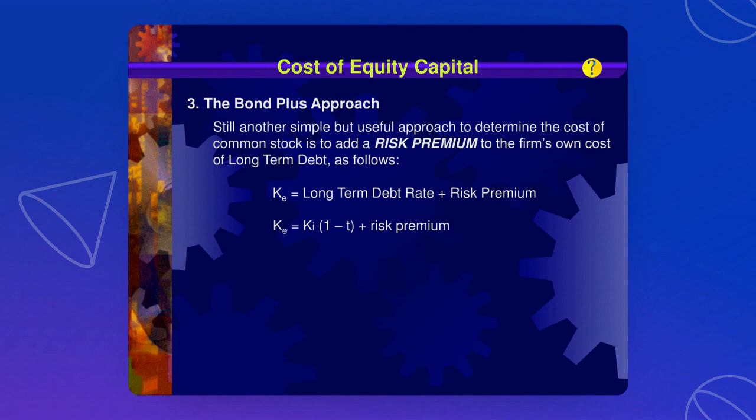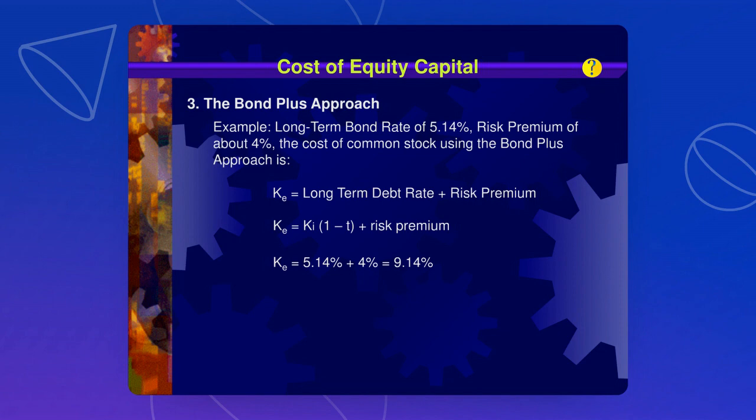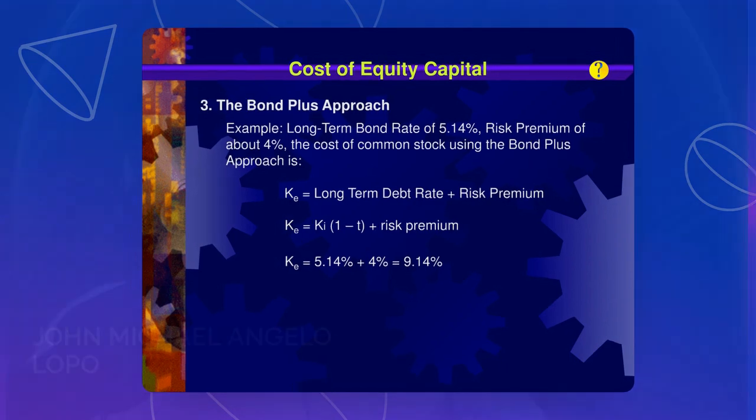Okay. For example, class, this is your data. In the bond plus approach, the long-term bond rate is 5.14%, the risk premium is about 4%, and the cost of common stock using the bond plus approach is, again, the long-term debt, which should be net of tax, at 5.14, then you just add the risk premium of 4%, and you now have 9.14%.